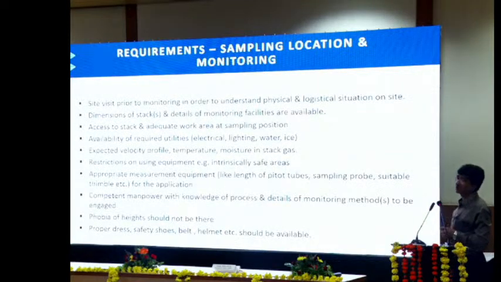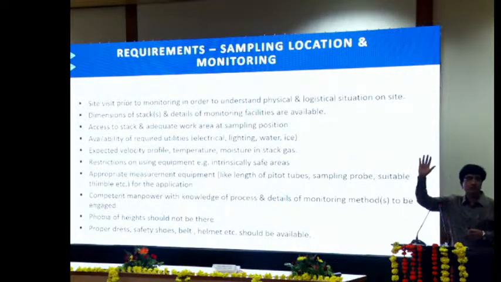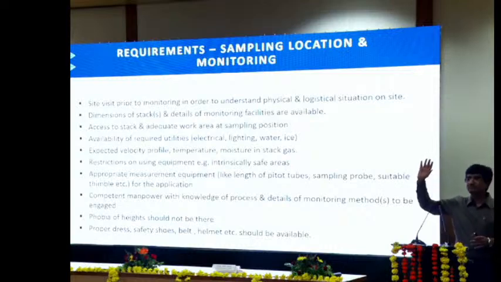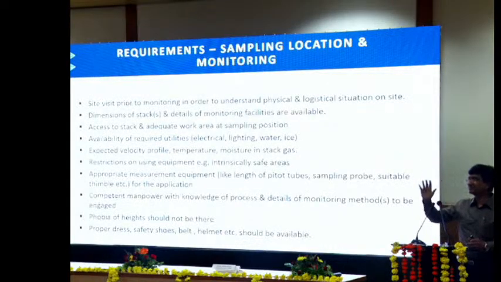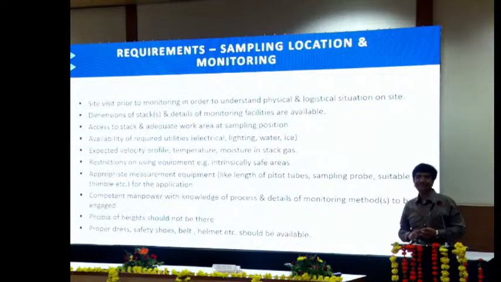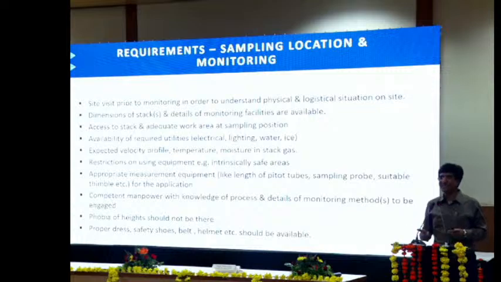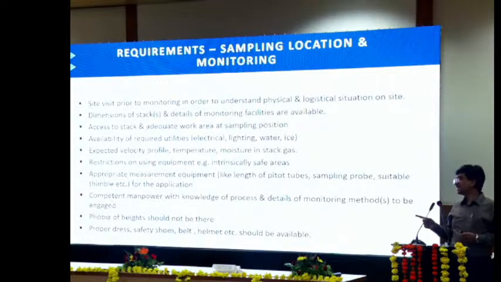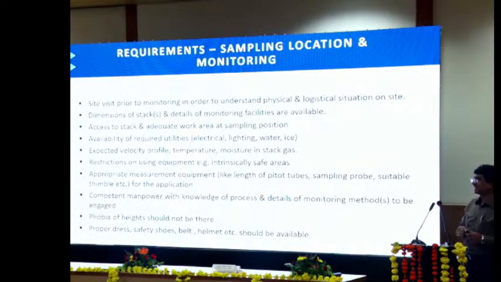Phobia of heights should not be there. How many of you have a phobia of heights? Nobody? Only one. So that's really good. But can you climb up to 80 meters? Yes? Okay, so I think Sanjeev ji, most of the people are ready to climb 80 meters on a monkey ladder. Okay, all right. Not on monkey ladders, only through lifts.